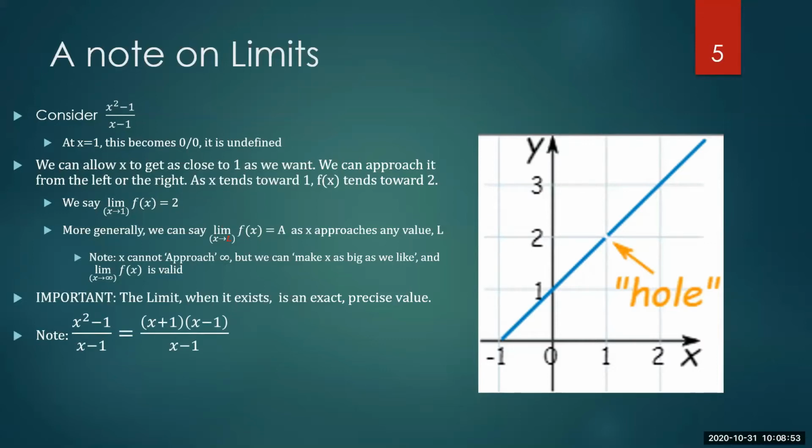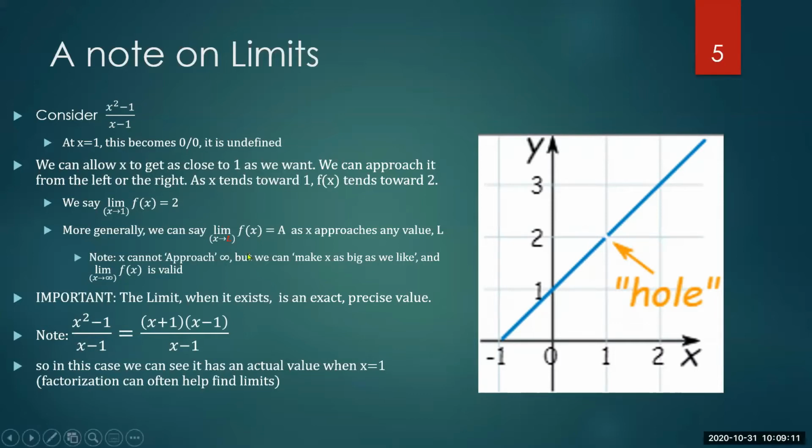This is a bit of a manufactured example, because the function that we started off with is x squared minus 1 over x minus 1, and we can factorize that. In this case, we see that the two x minus 1s cancel, and so this really is just the function x plus 1. So you can see that it has an actual value at x equal to 1. In fact, there is a chapter in your book on limits, and one of the techniques they use to help find limits for what you might call badly behaved functions is to factorize them.